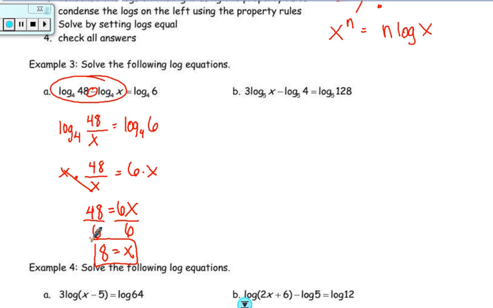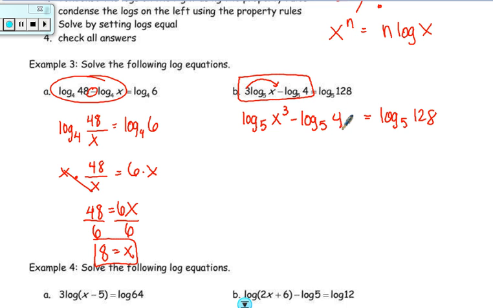All right, looking at B. 3 log base 5 of x minus log base 5 of 4 equals log base 5 of 128. I have a single log on the right, so I'm good. I know I'm going to have something equal to log base 5 of 128. But on the left, I have multiple logs that I need to condense. So starting with the 3 in front, that would need to come up as an exponent. Log base 5 of x to the third minus log base 5 of 4. And then I know subtraction becomes division. So I have log base 5 of x to the third over 4 equals log base 5 of 128.